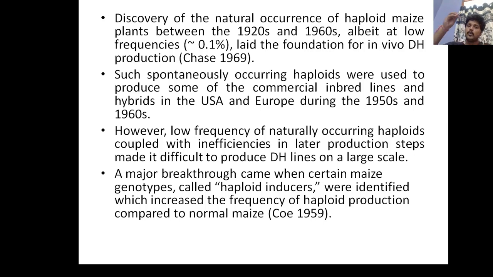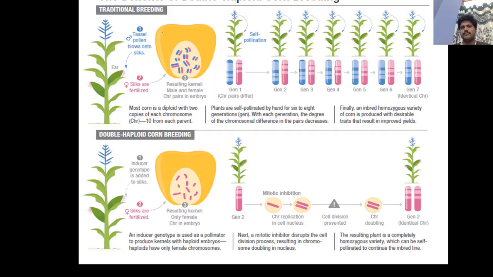However, the low frequency of naturally occurring haploids, coupled with inefficiencies in later production steps, made it difficult to produce DH lines on a large scale. But a major breakthrough happened when certain maize genotypes called haploid inducers were identified, which have a higher frequency of haploid production than normal maize. So this became a major breakthrough in double haploid production.